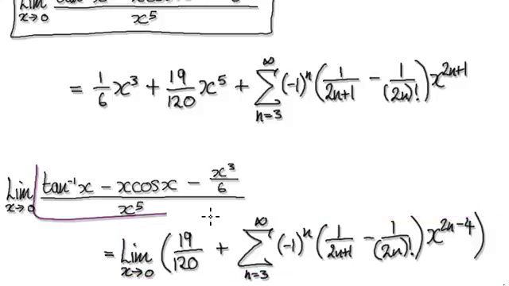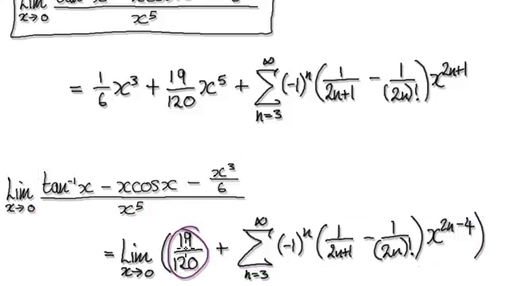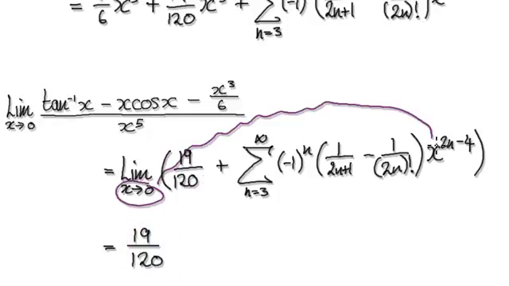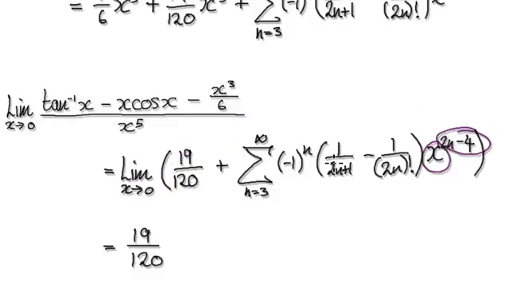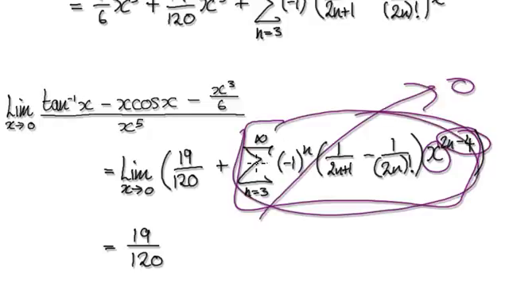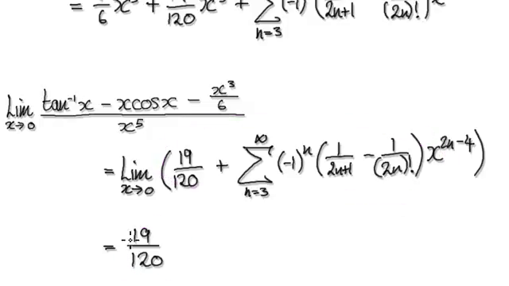So you taking the limit of this thing here is the same as you taking the limit of this whole thing here. Well, this is a constant. So the limit of that will be this. Now, as x heads towards 0, this thing here heads towards 0. So 0 to the power of anything will be 0, and nothing here breaks down. So this whole thing here will be 0. So the limit of the whole thing here will simply be 19 over 120.